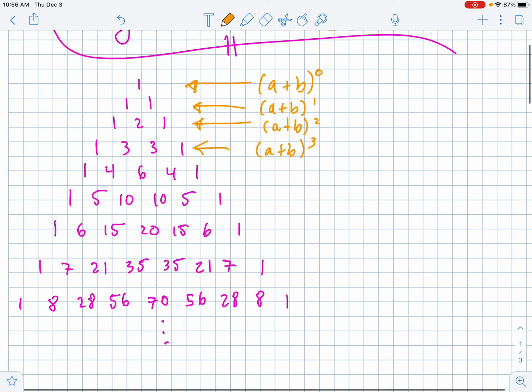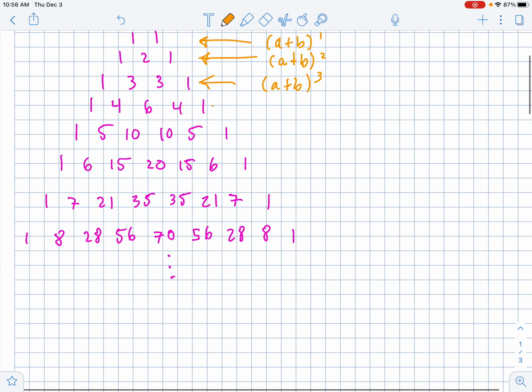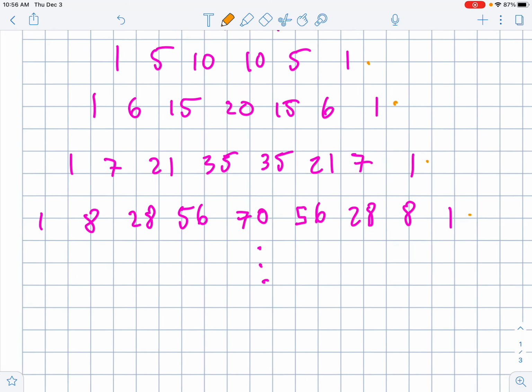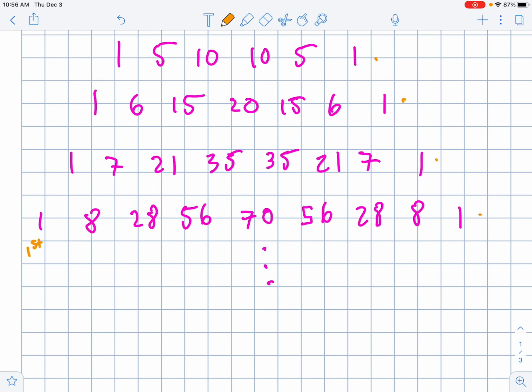Also, a quick note on all these. What are we up to? 3. So this would be 4, 5, 6, 7, 8. So this line would be the coefficients of (a + b) to the 8th power, but this would be the coefficient of the first term, and this would be the coefficient of the second, and this would be the coefficient of the third, and so on.